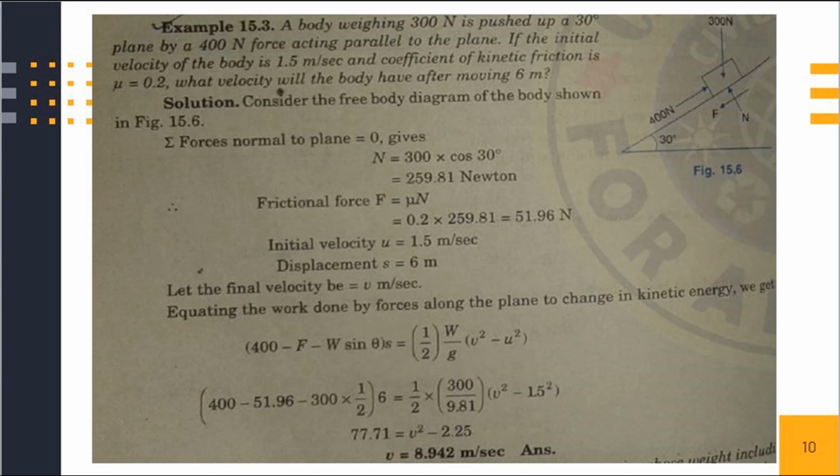Let the final velocity of the body be v meter per second. Equating the work done by the forces along the plane to the change in kinetic energy, we get (400 minus F minus W sin theta) into s is equal to 1/2 into W upon g into (v square minus u square). From that we get v is equal to 8.942 meter per second.